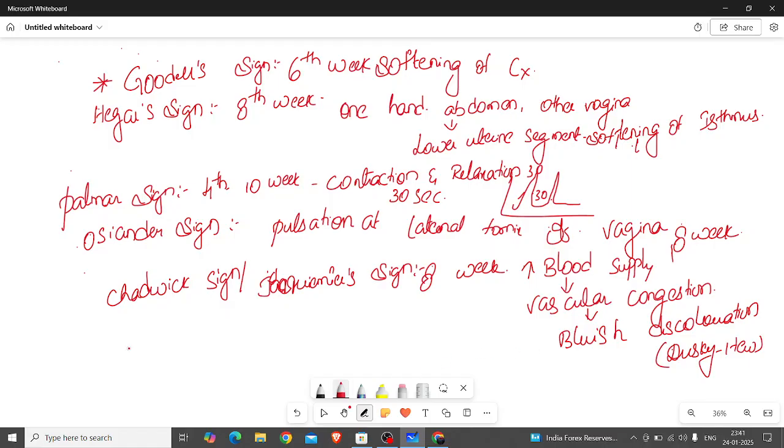So Chadwick or Jacques-Wimer sign, both are one and the same, and it will be felt at the 8th week. Due to the increased blood supply, there will be pressure over the lower regions, so there will be vascular congestion and it leads to the bluish discoloration of the cervix. It is also known as dusky hue.